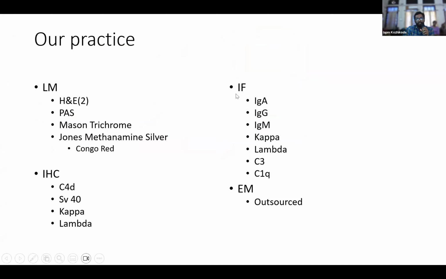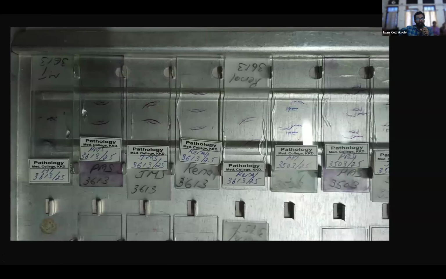And for IF, we regularly do IgG, IgA, IgM, kappa, lambda, C3 and C1q. EM we are outsourcing. When needed, we do IHC such as C4d, etc. So this is our regular tray containing the renal sections. It is mandatory that for a renal biopsy all these stains be done, otherwise it is easy to miss various findings.